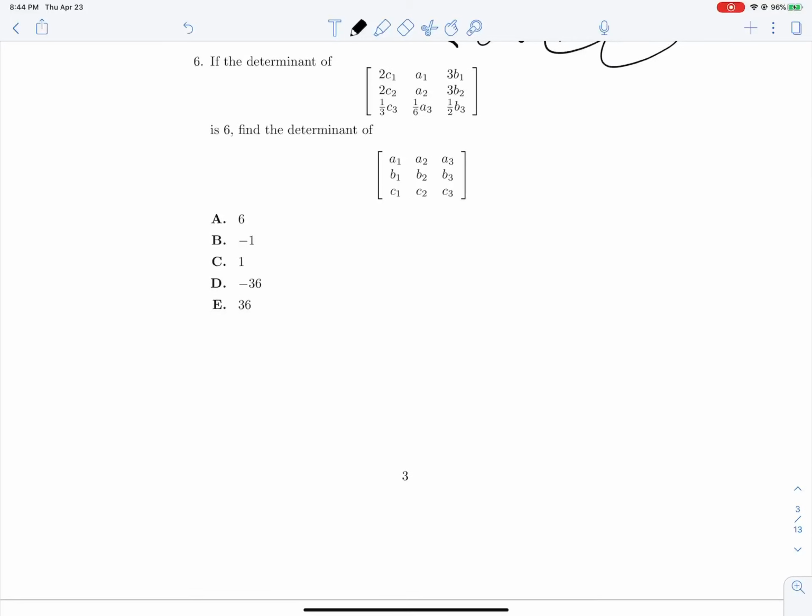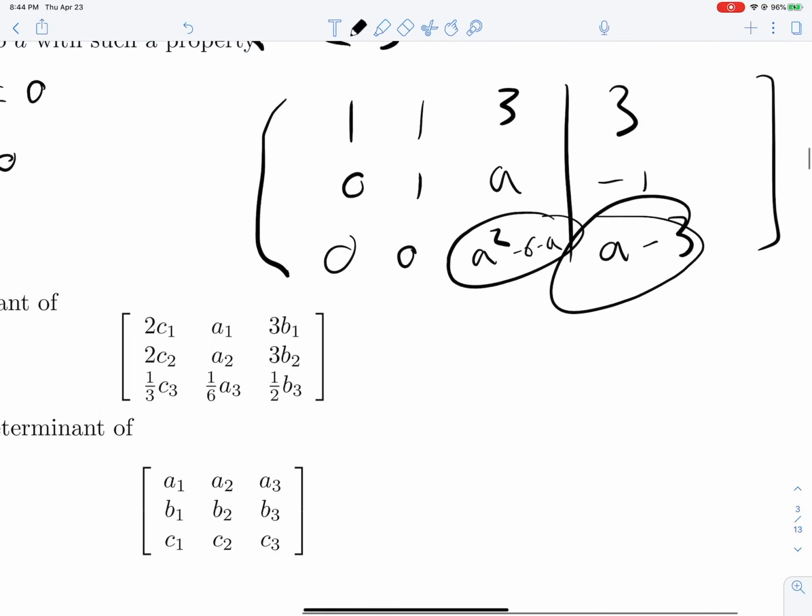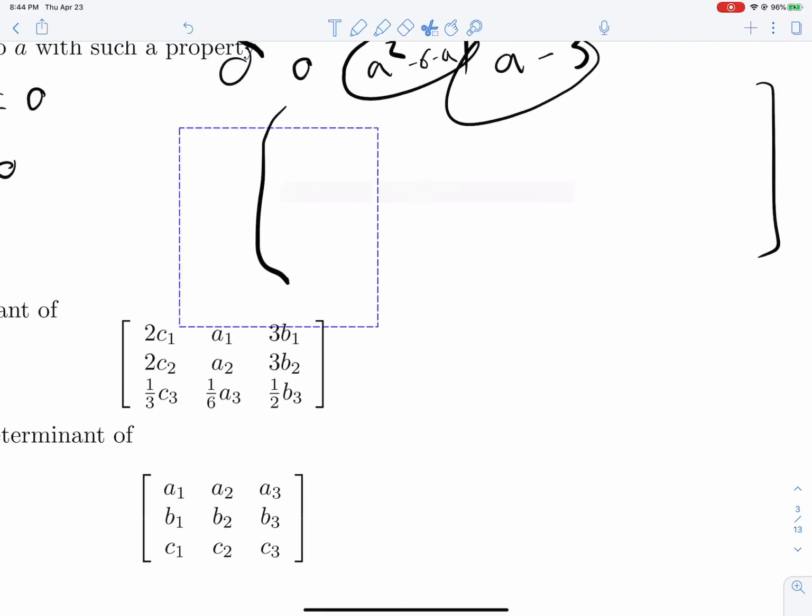6. If the determinant of this matrix is 6, we're finding the determinant of this other matrix. So we can start crossing off the changes that they've made here as long as we adjust this determinant of 6 as we go, and we should be able to make our way slowly from this matrix to this one. And I'll zoom in and move this out of the way a little bit. Okay.